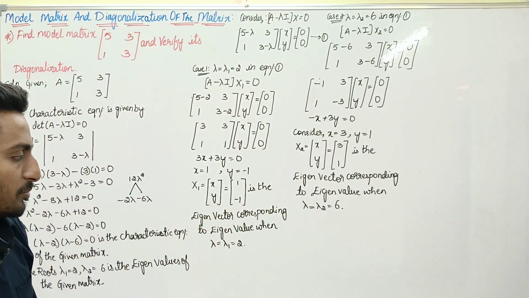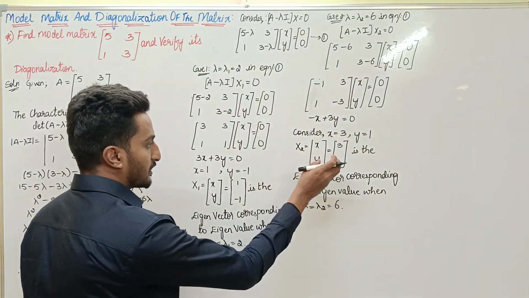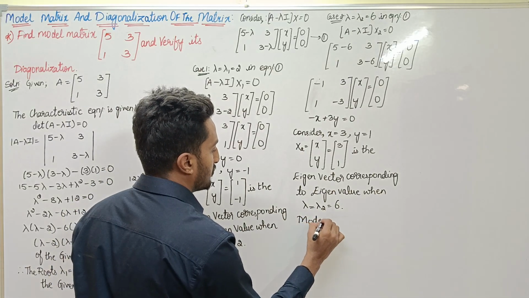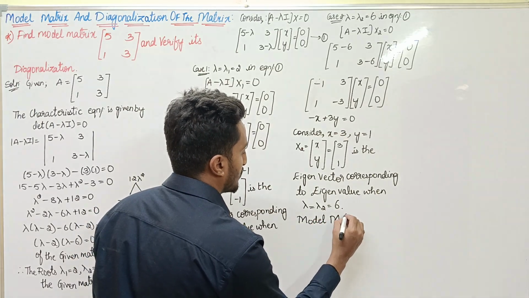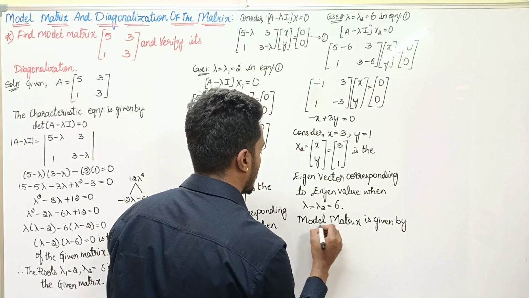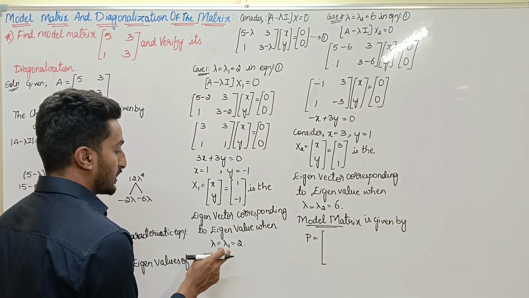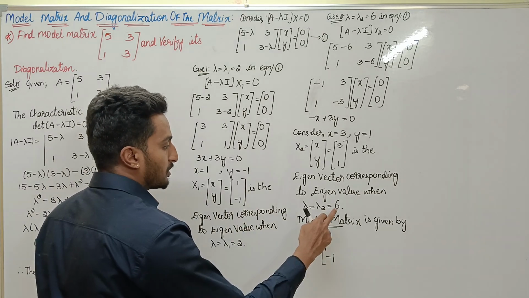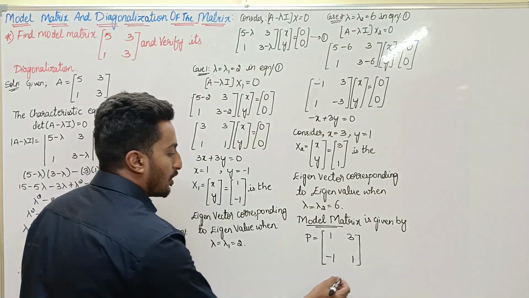Okay, done. Now I need to represent the model matrix. How to represent the model matrix? Considering the eigenvectors, we are going to represent it in the eigenvalue form. Therefore, the model matrix is given by P, which is equal to, what is the first eigenvector corresponding to eigenvalue 2? That is 1, minus 1. Next, the second eigenvector corresponding to the eigenvalue 6 is 3, 1. This is our model matrix.